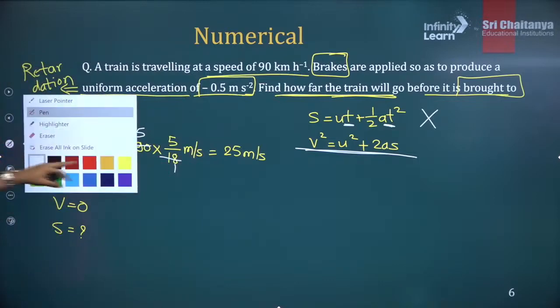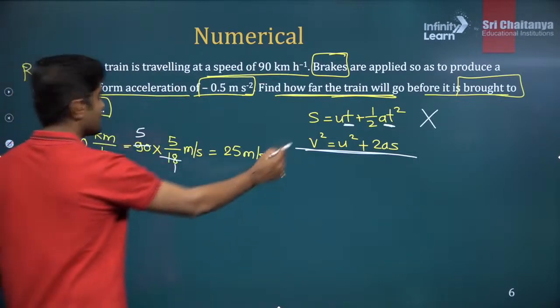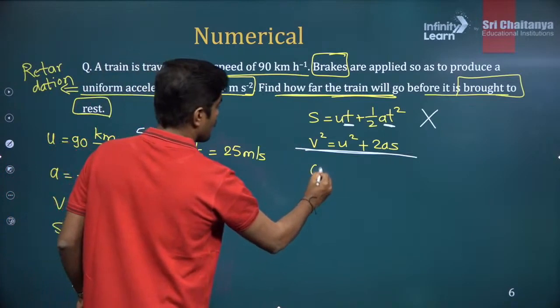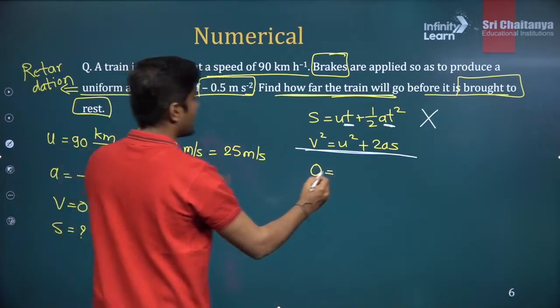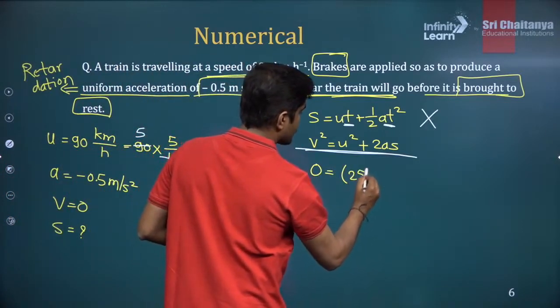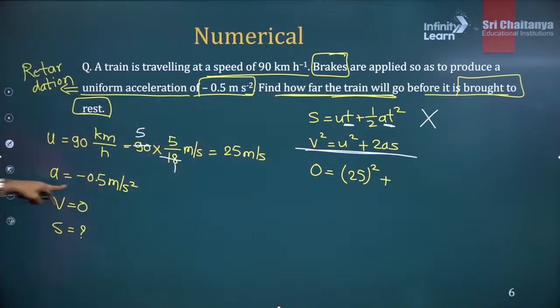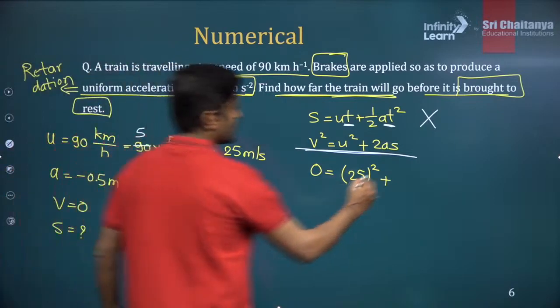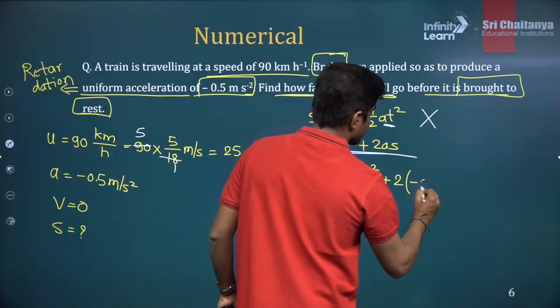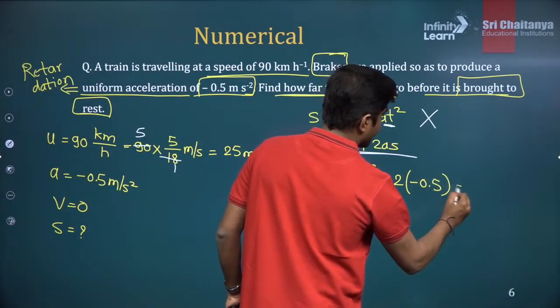We have to use the third equation only, no other choice. Okay. So let's use that. So what is v? V is given as 0. What is u? U is 25. So 25 whole square plus, what is acceleration? Minus 0.5. So it is 2 times minus 0.5 multiplied by distance.